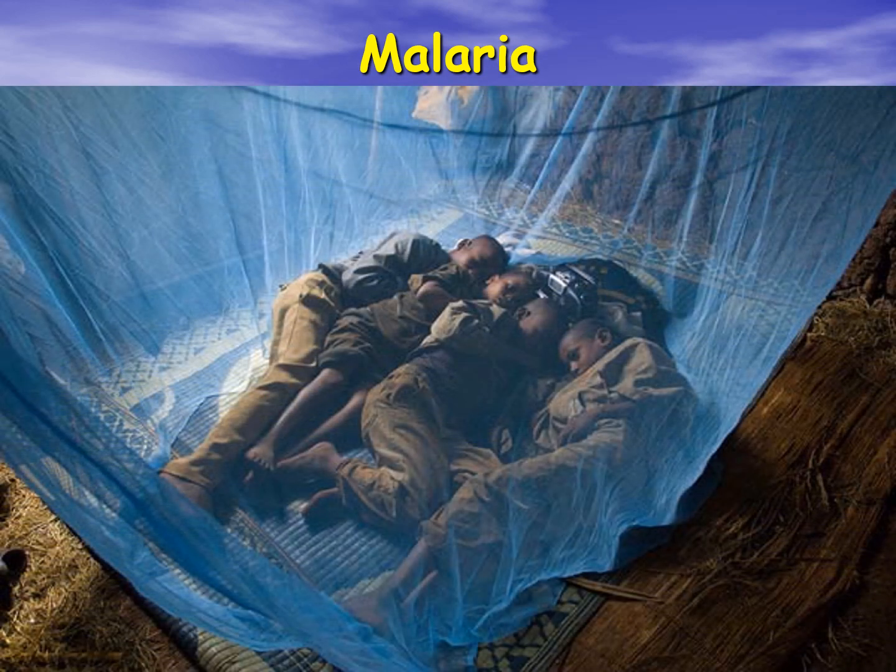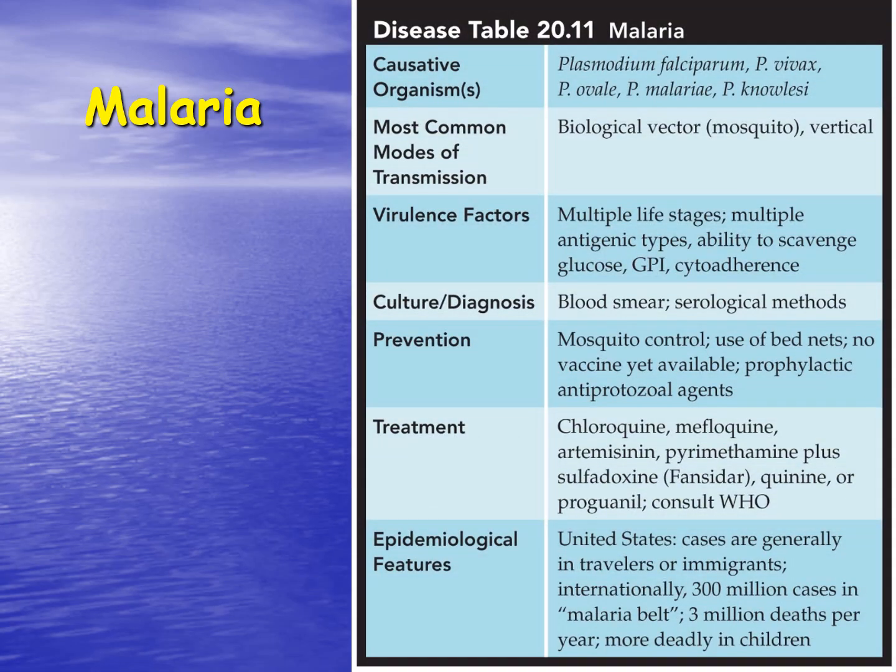And again, here's one of the cheapest and probably most effective ways to prevent malarial disease, and that is simply to stop the mosquito from getting to a potential host. So this is the table out of chapter 20.